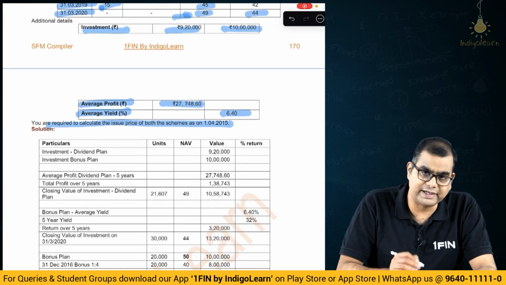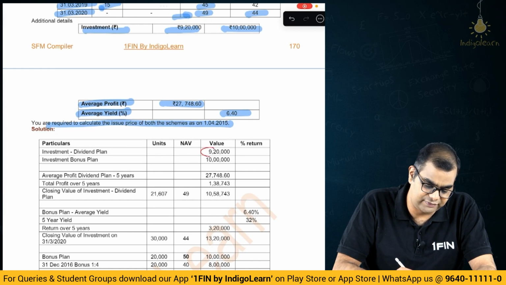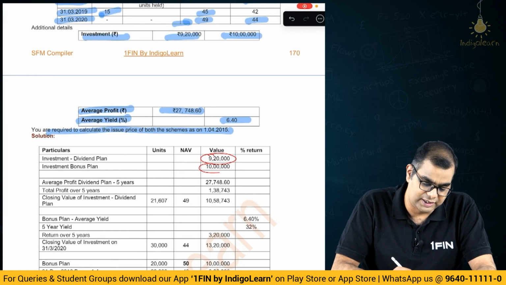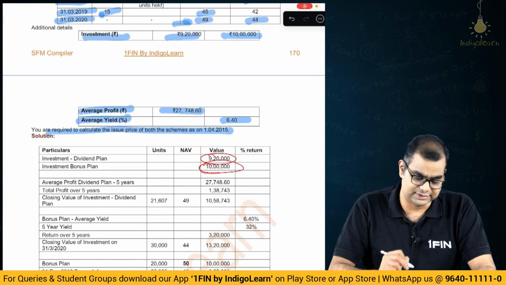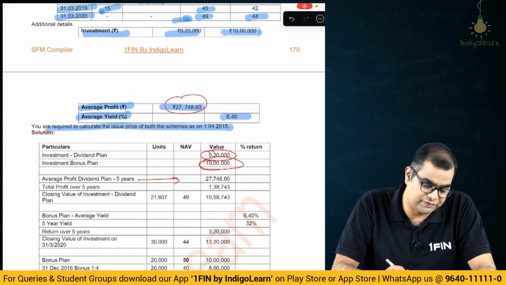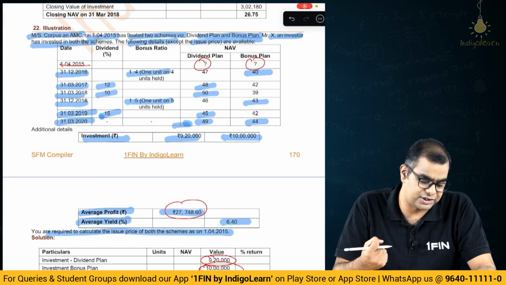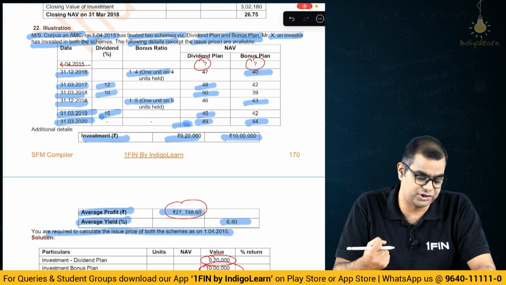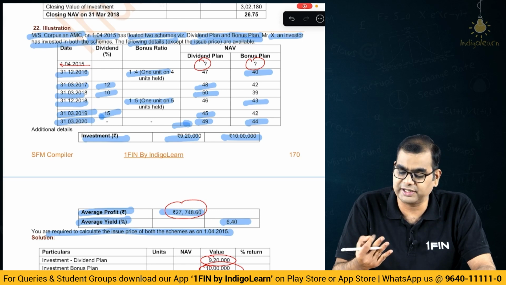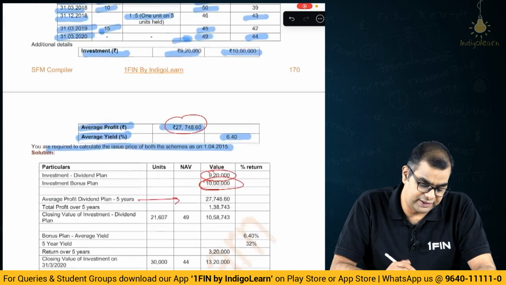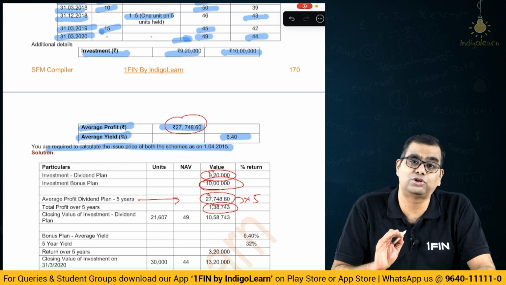Right. So if you look at the data, I am first plotting the data. You have investment value of 9.2 lakhs and 10 lakhs. The first one was the dividend plan. Average profit over what period? You invested in 15 and the closing date is March 20, 1st April 15 to 31st March 20: 15 to 16, 17, 18, 19, 20, 5 years. So for 5 years, you got an average profit of 27,748.6. You multiply by 5, you get 1,38,743. This is the total profit.